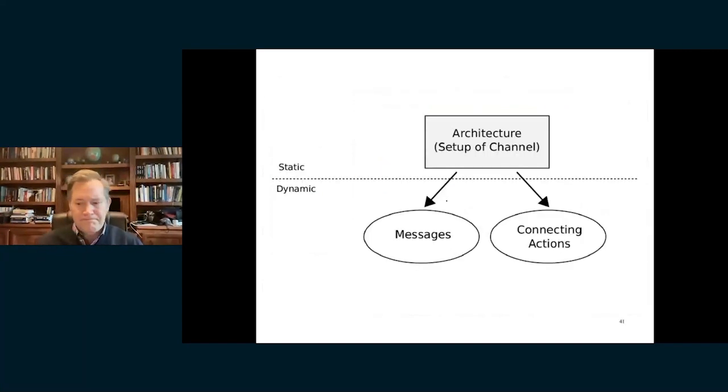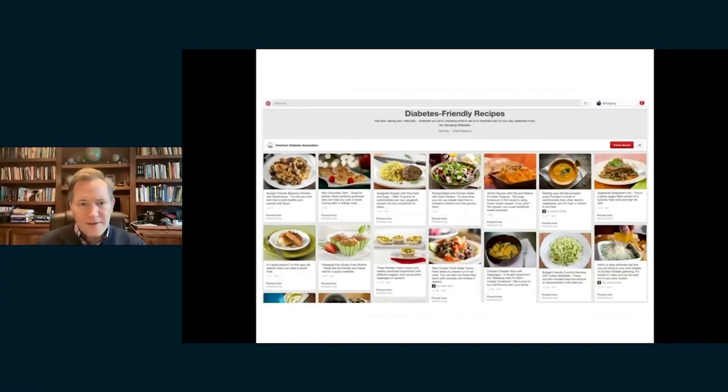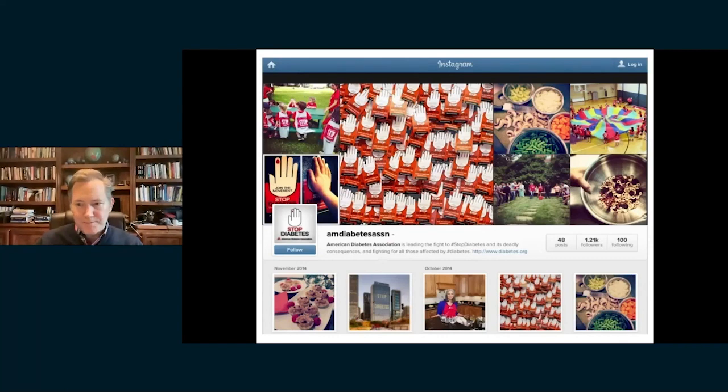A way to think of it is websites have this architecture where you might have a really static web page, if anyone remembers the 1990s. Social media has a little bit of that static architecture, but all of the action is in the messages and the connecting actions. So there's a couple of messages from the American Diabetes Association. They're sending messages that show that they have expertise in certain parts of diabetes control.